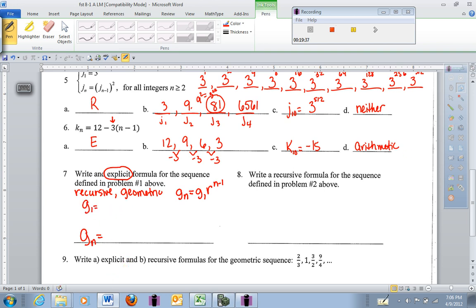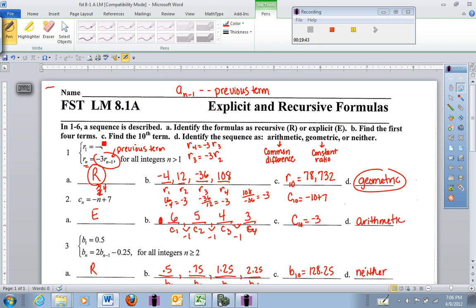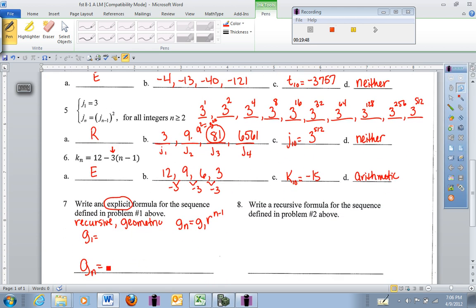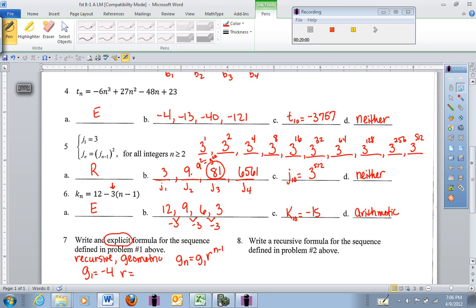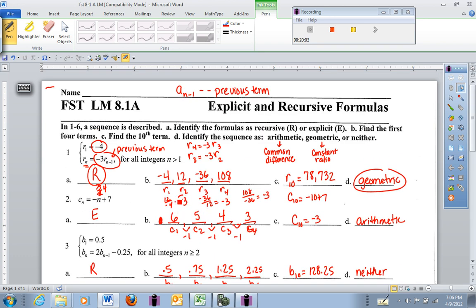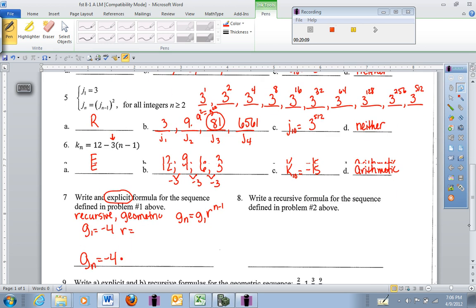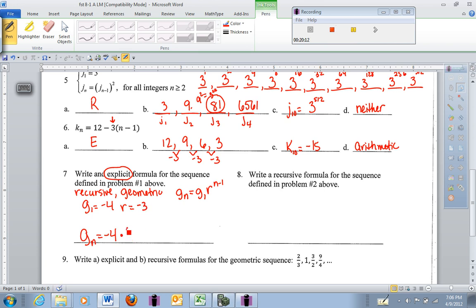Now, if I go up here in this problem and look for the first term, that's going to be given in my recursive formula. The first term of this was negative 4, wasn't it? It's negative 4. Okay? And then I want to multiply by R, the common ratio R. Well, we said, based on this list of numbers right here, that this was dividing, and every time we were getting -3, weren't we? So we're going to say that this is -3. So I want to take -3 and raise it to the n minus 1 power. All right?